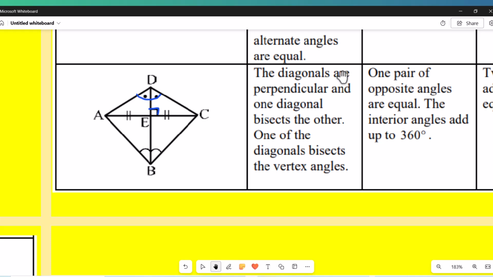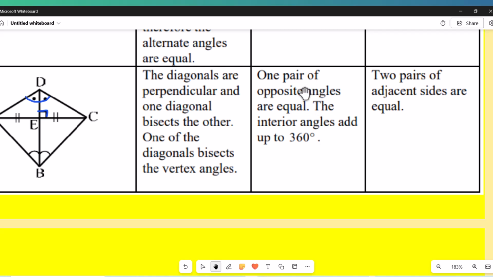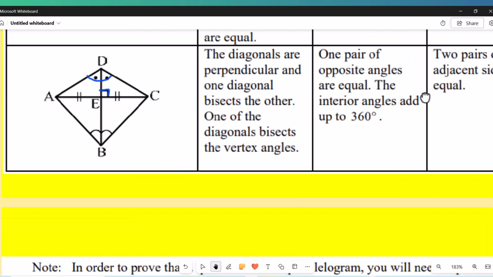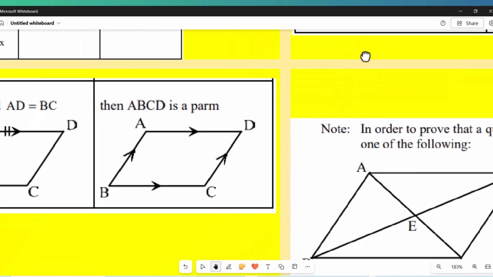Okay, we're saying here that one pair of opposite angles are equal, and the interior angles add up to 360 degrees, and the two pairs of adjacent sides are equal. That is it about the quadrilaterals, guys. That's about the quadrilaterals there.